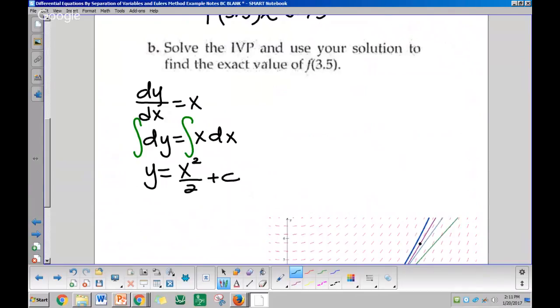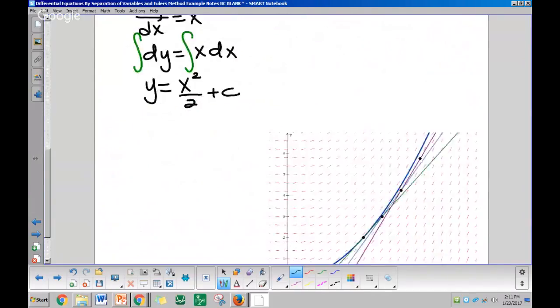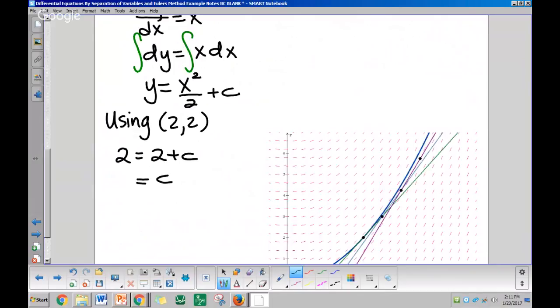And then they give us a solution, the point 2, 2. So using 2, 2, we can say that 2 has to equal 4 over 2, which is 2, plus c. So c equals 0. So then what is my solution? f of x equals x squared over 2.